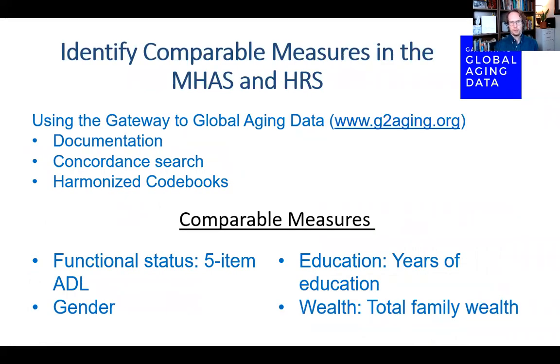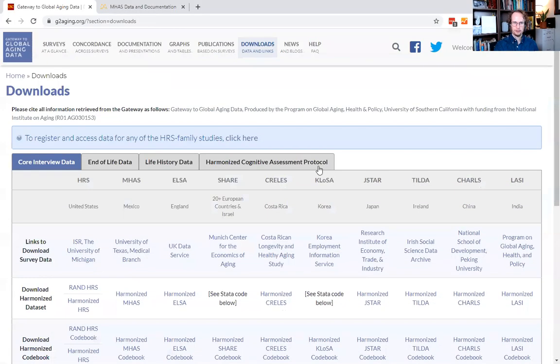The next thing you're going to do is identify comparable measures in the MHAS and the HRS. And there's a couple ways to do this. If you wanted to use the Gateway to Global Aging Data page, you could use the documentation page, our concordance search, or look through the Harmonized Codebook. So both the RAND HRS and the Harmonized HRS have codebooks that you could look through. I'm going to also show you how to use the Gateway to search for some of these things.